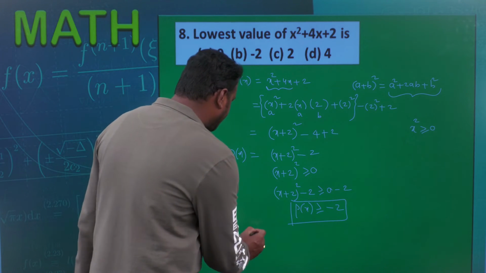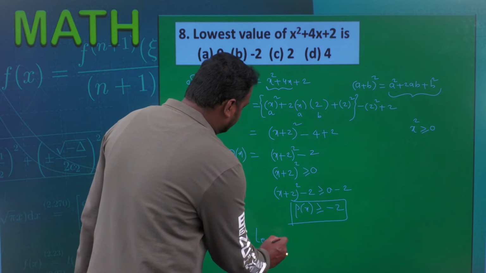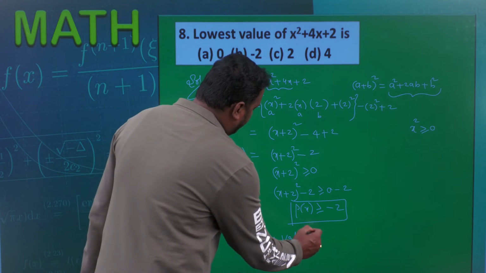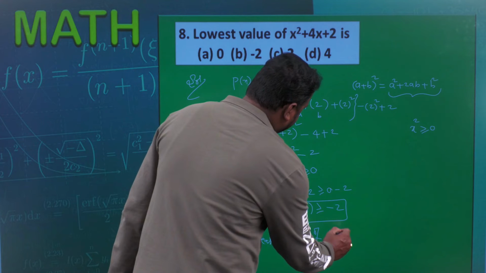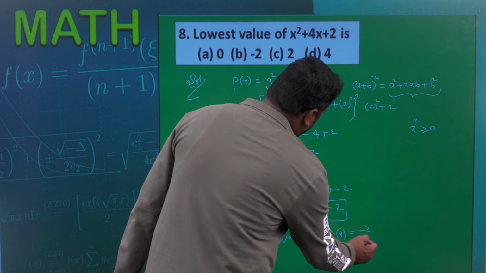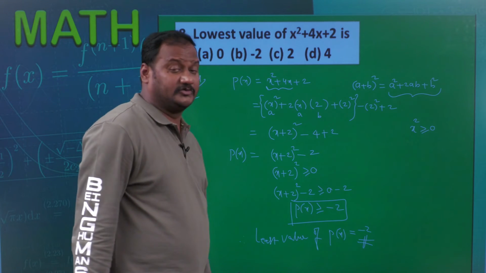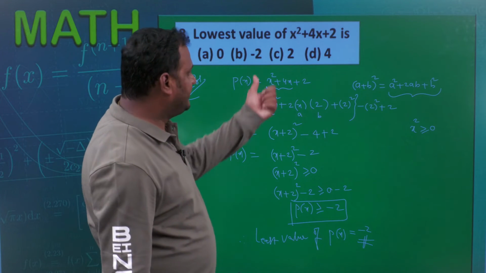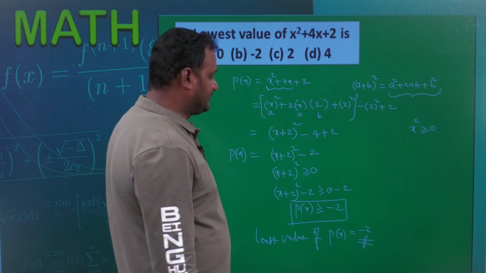Therefore, the least value of p of x is going to be minus 2. So this value is always more than or equal to minus 2. That is why the least value of this is minus 2.